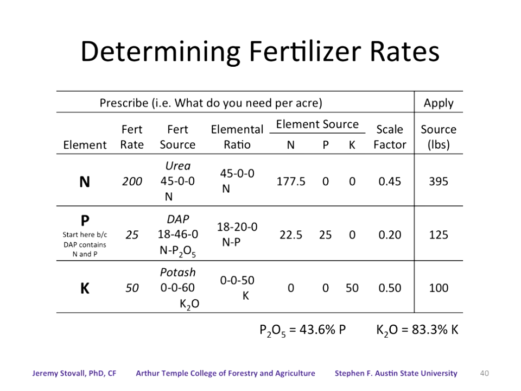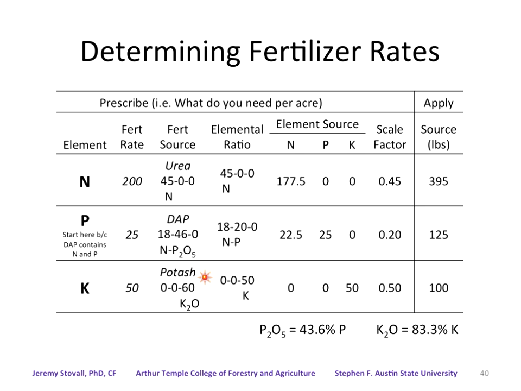So I know this is a very complicated table, but it's very simple in concept. This is an example where the forester wants to apply 50 pounds of elemental K per acre, 25 pounds of elemental P per acre, and 200 pounds of elemental N per acre to their stand. And they've decided the cheapest fertilizers they can get to do this are urea, DAP, and potash.